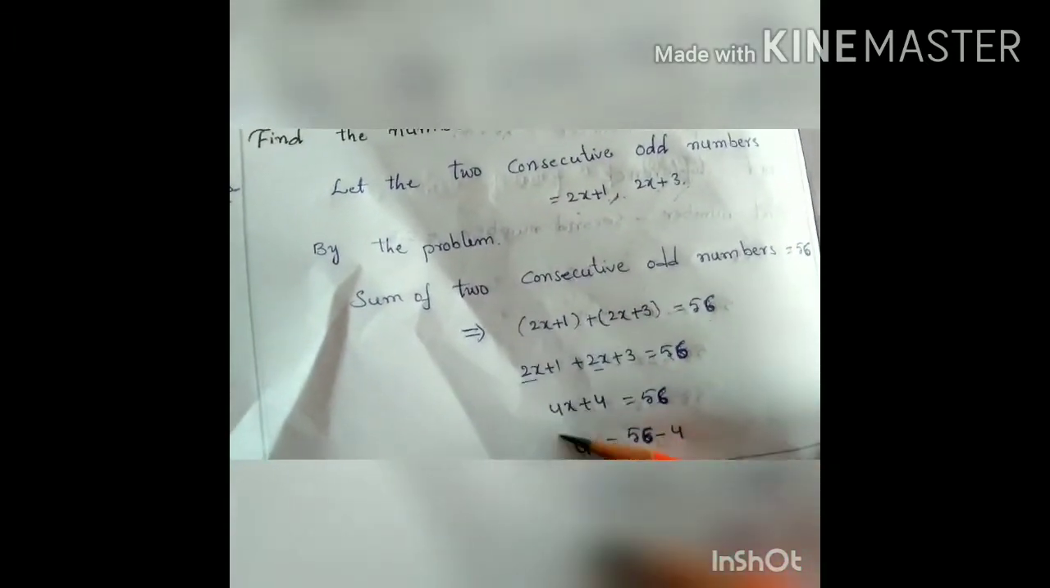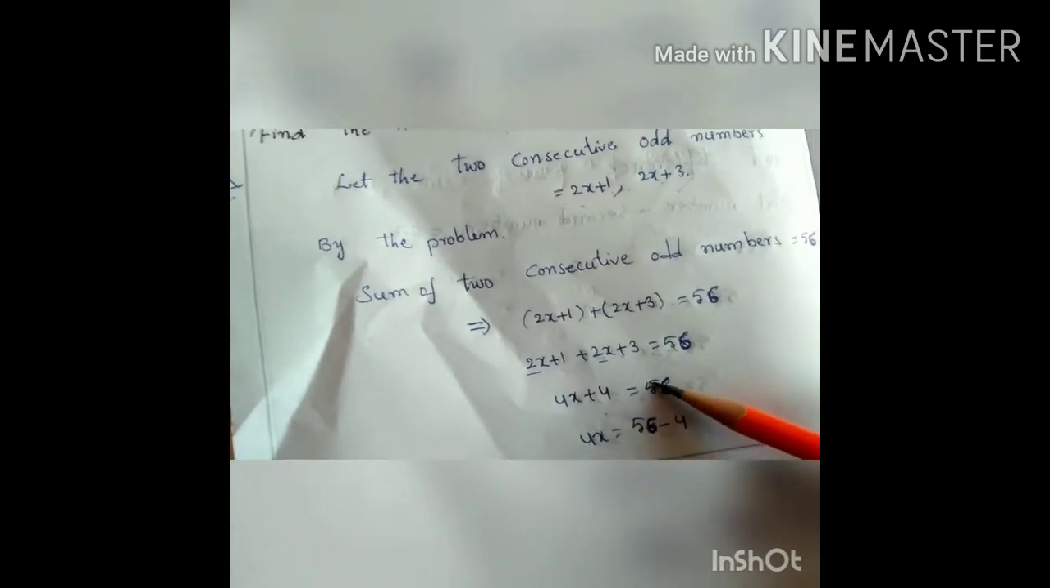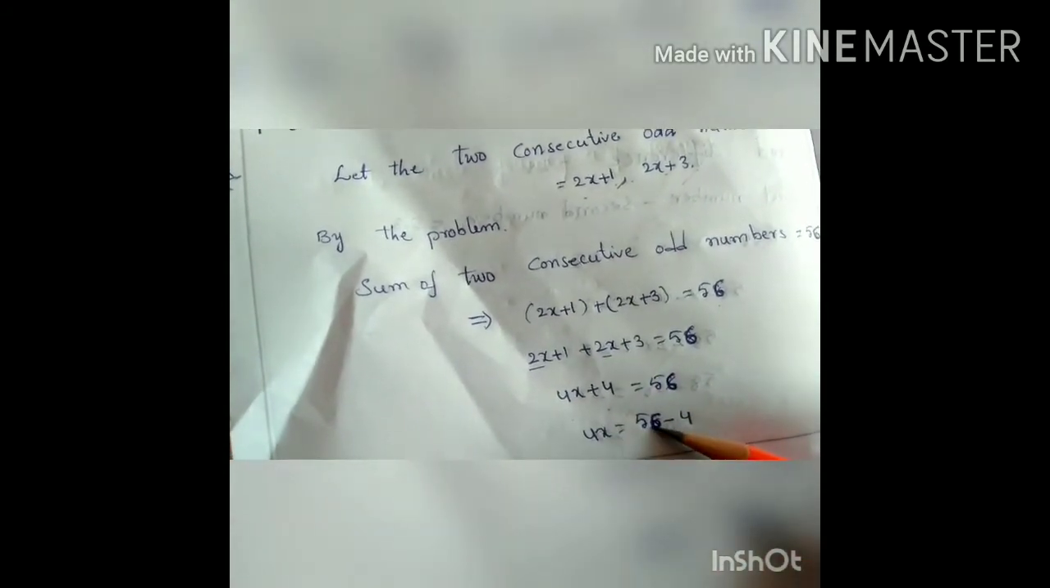2x plus 2x equal to 4x. 1 plus 3 equal to 4, and the total is 56. So 4x equal to 56 minus 4. Okay. So here 4x equal to 56 minus 4, x equal to 52 by 4. Here 4x equal to 52.